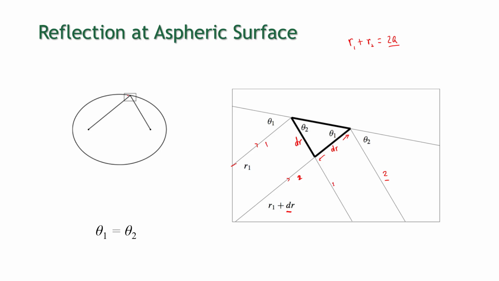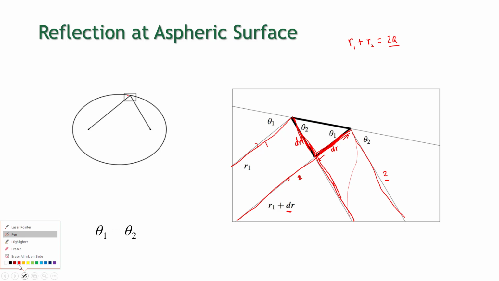Again, the sum of this one and this one is always constant, right? If this length is that much bigger than that, that means this one needs to be that much shorter than this one. So this distance would be equal to that distance, because both are the change in the path, both are dr and dr.